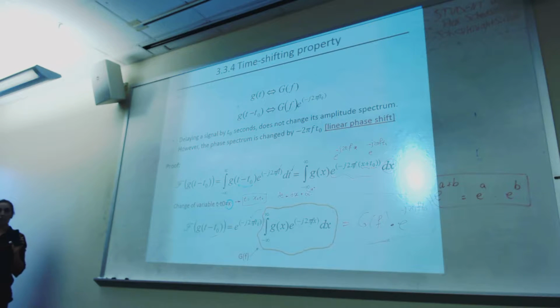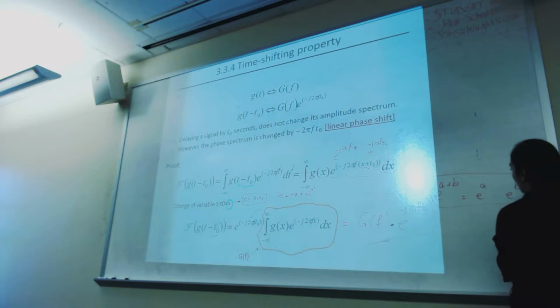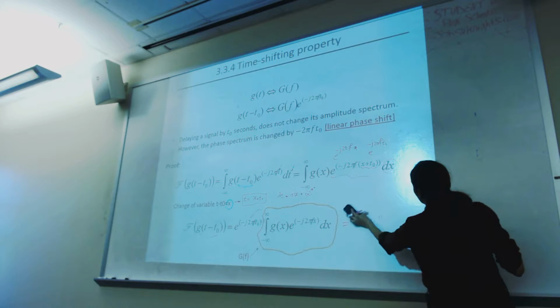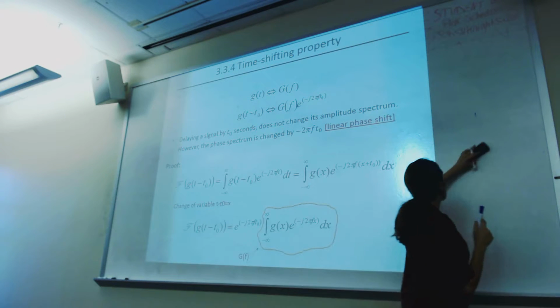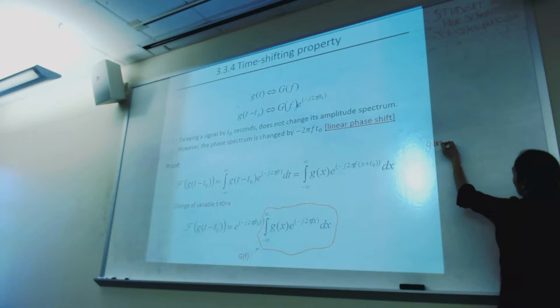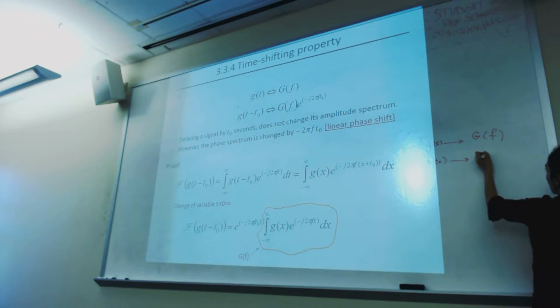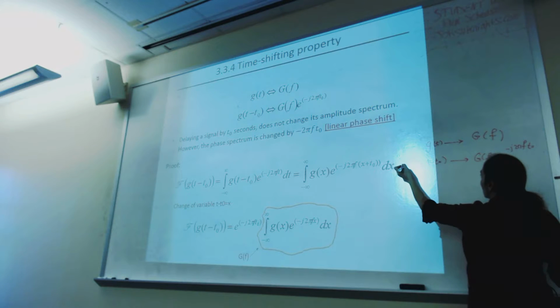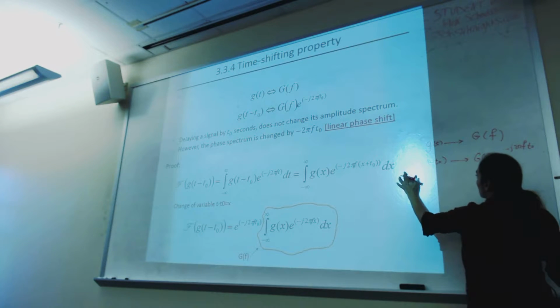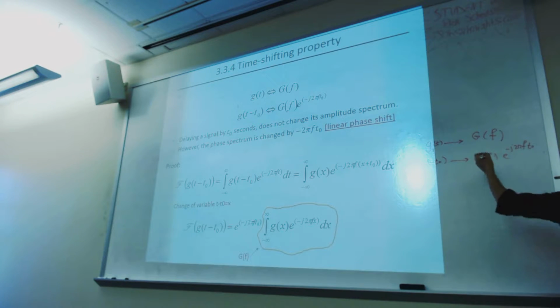Any question here? No? Okay, good. So the interpretation again, that's the formula. If I have g of t and the frequency is G of f, then let's call this shifted one g one. This g one is the shifted one. So therefore this is G one of f.